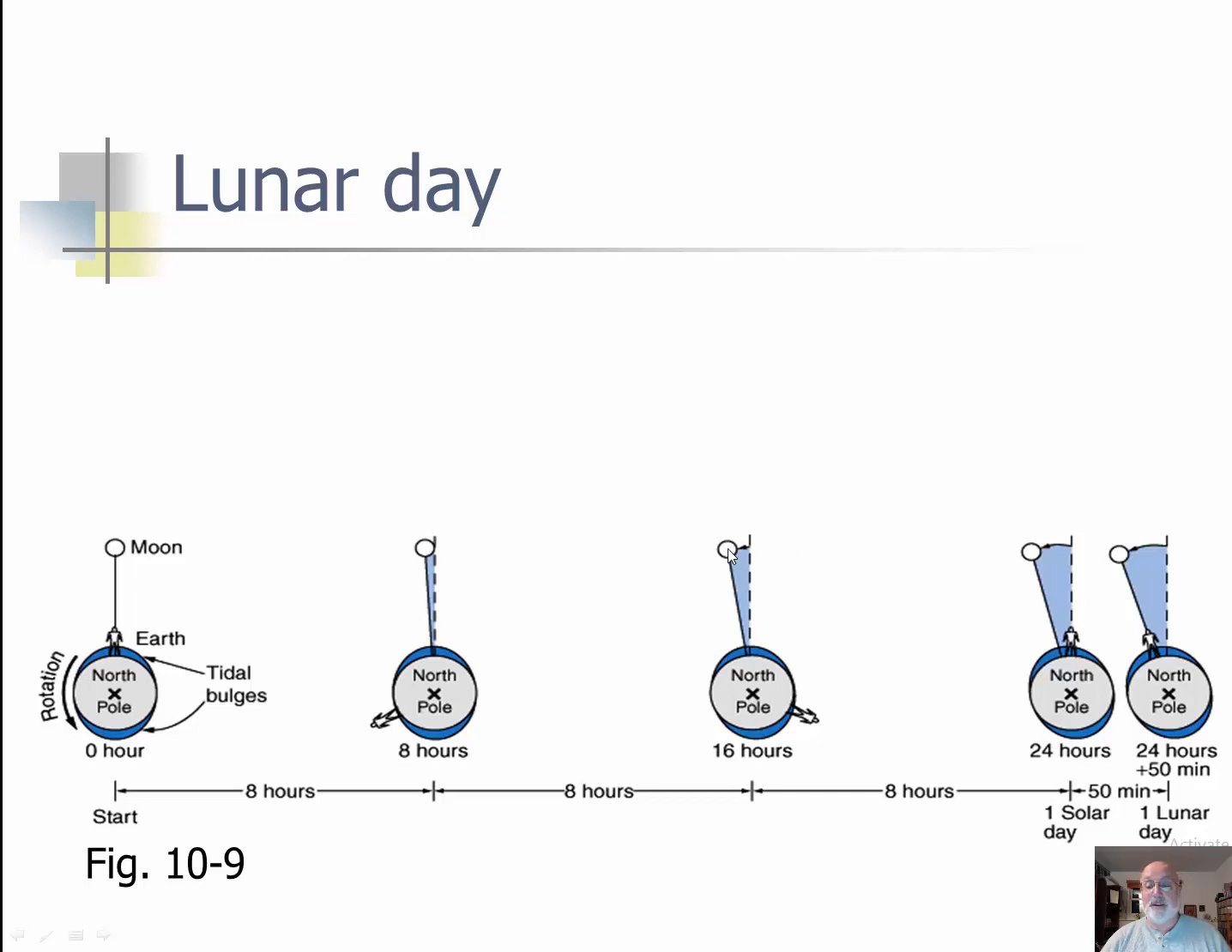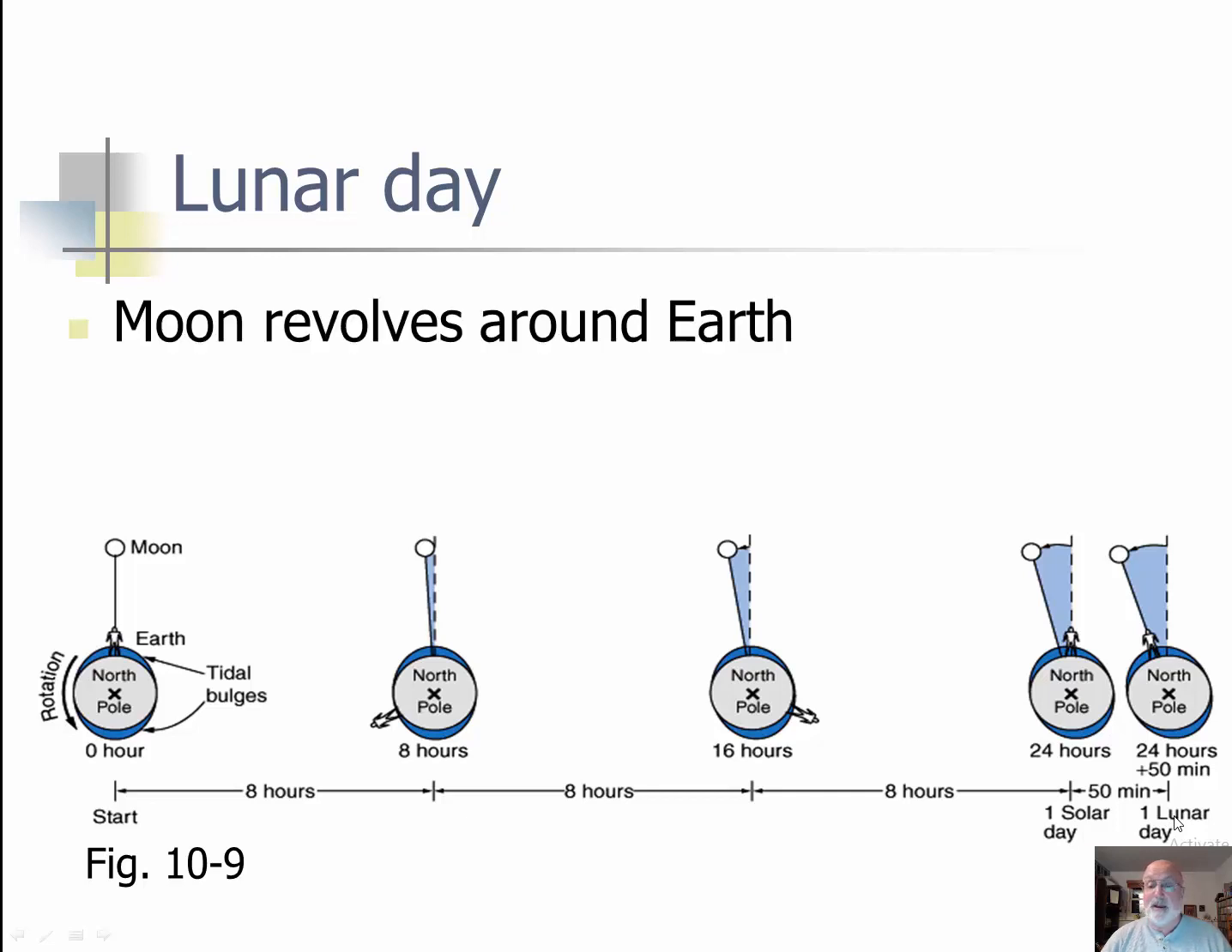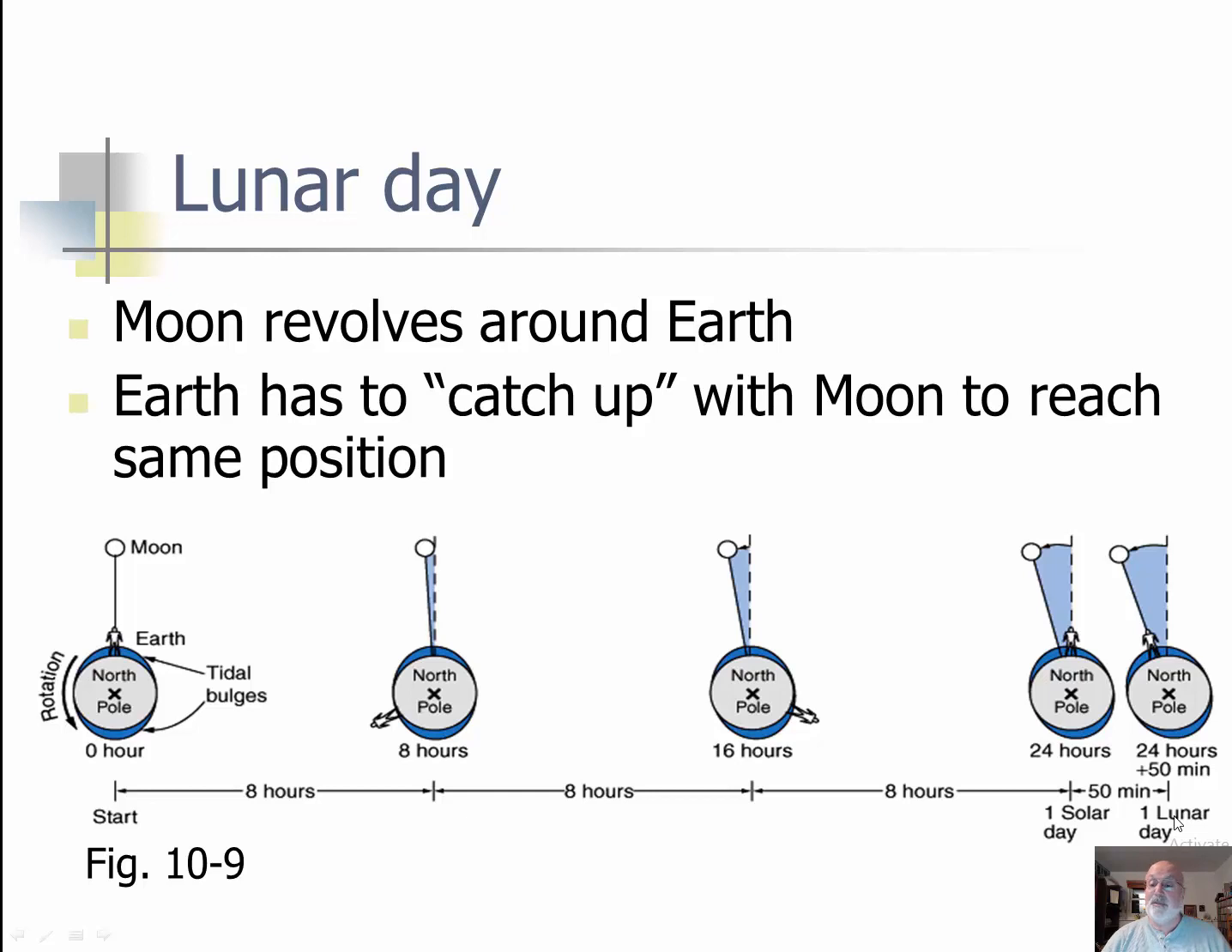But what happened is the moon is actually revolving around the Earth. So 8 hours later, the moon has moved from this dotted line over, and then it's moved a little bit more, and then more, and it actually takes an additional 50 minutes or so for the man to catch up to the moon line. This is a solar day, and that's a lunar day. In fact, the moon revolves around the Earth, and the Earth has to catch up to the moon to reach the same position, the true 360-degree rotation.